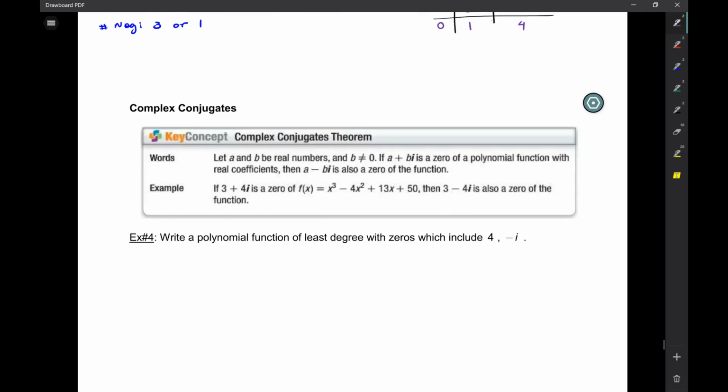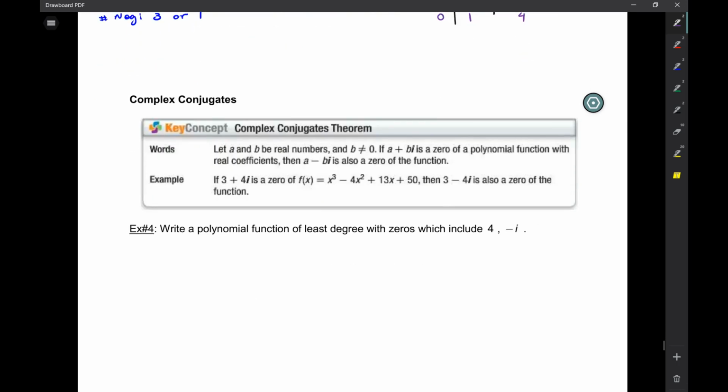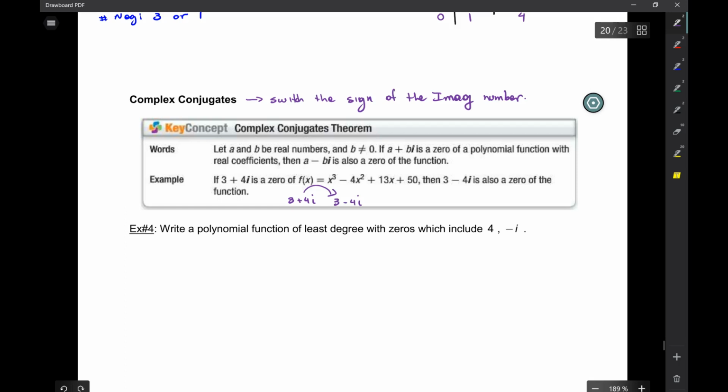Okay, so complex conjugates are like the partners of imaginary numbers. So these are like partners. So basically, to get a complex conjugate, you switch the sign of the imaginary number. Okay, so for example, if you have 3 plus 4i, the complex conjugate would be 3 minus 4i. You just switch the imaginary number's sign.